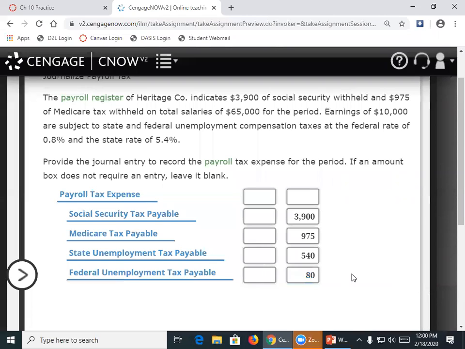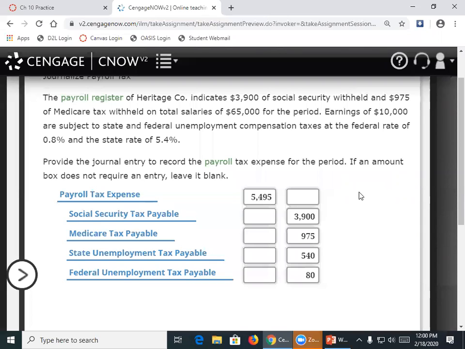So on this one, I need to calculate all my withholdings, all my credits. So what's my payroll tax expense? $5,495. Very good. Any questions on that?